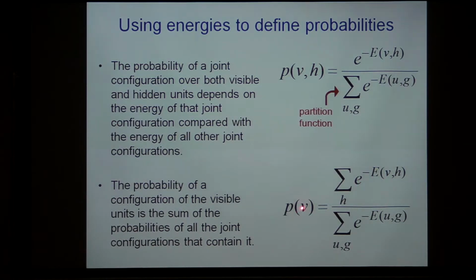So if you want to increase the probability of an observed visible vector, what you should do is lower the energy of pairs of this visible vector with any hidden vector that would like to go with it, and you should raise the energy of all other pairs, particularly pairs that occur a lot, that is, ones that already have low energy.